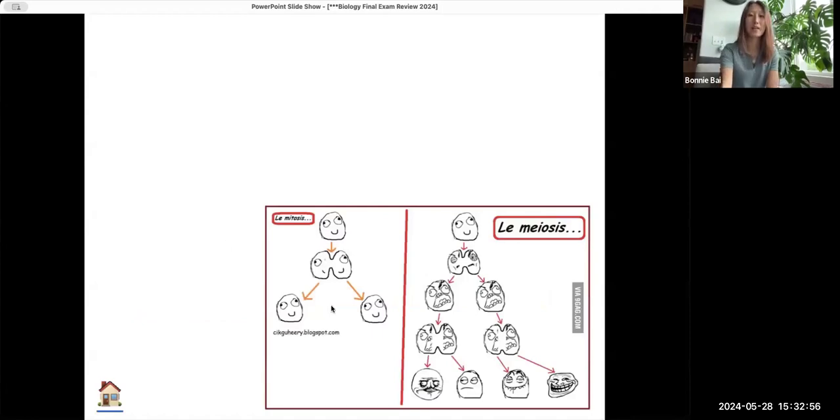You can see on the left side that mitosis only allows the cell to divide once, and the daughter cells are identical to the parent cell. In comparison, we have meiosis on the right side, where the cell divides once and then divides a second time, and we make 4 cells that are not identical with each other, and they're very different from the parent cell.